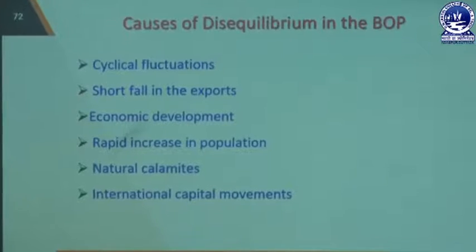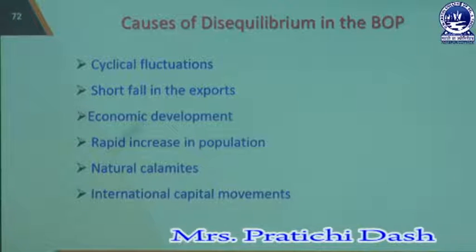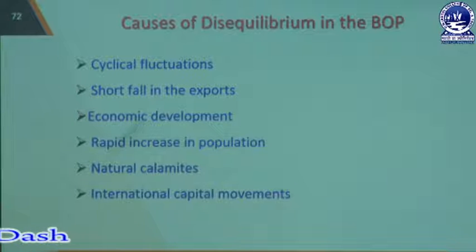Then we will discuss what the causes of disequilibrium in balance of payment are. So the balance of payment will be in disequilibrium due to these causes: cyclical fluctuation, shortfall in the exports, economic development, rapid increase in population, natural calamities, and international capital movement. So what is cyclical fluctuation? Cyclical fluctuation means the fluctuations in the trade cycle.